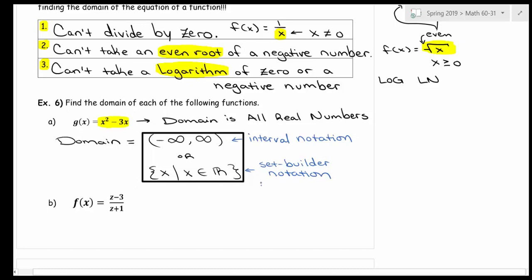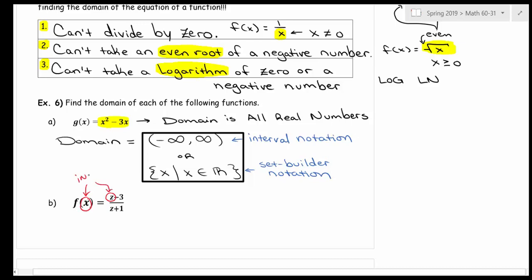All right, the next problem. The next problem says f of x. Okay, so I did make a mistake here. There is a typo. We need to fix this right away. This z should not be a z. It should be an x, right? I said this variable should be the same as this variable, right?